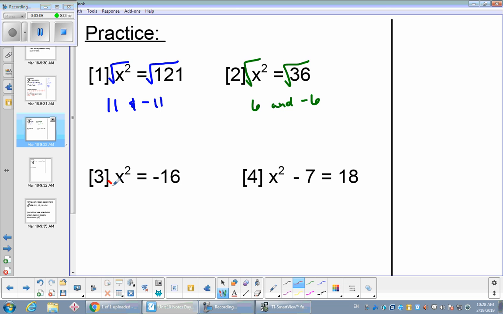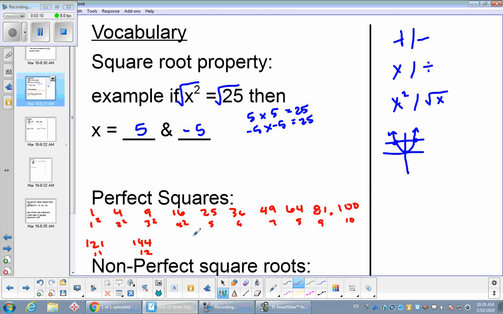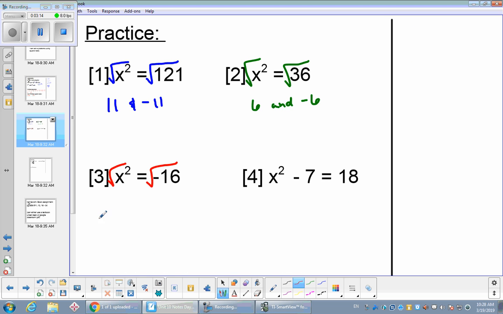The last two examples here are a little different. When I square root this one, we look back and see that 16 is 4 squared. But since it's negative, we actually are going to get no solution. So the square root of negative 16 is no solution. The square root of positive 16 would be 4 and negative 4.